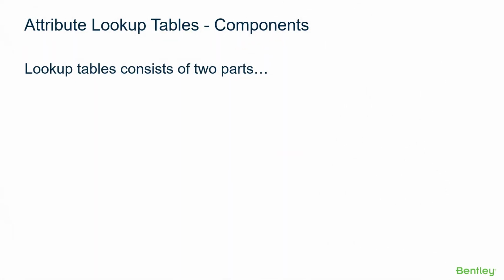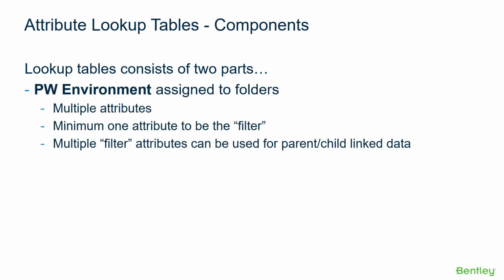Lookup tables consist of two parts. The environment will consist of multiple attributes, of which at least one will be used as a filter. This filter attribute allows the single lookup table to contain multiple groups of data. Attributes using this lookup environment will use this filter to isolate and present only the valid data to be selected. Using multiple filters will allow the ProjectWise administrator to create a parent-child relationship between two or more attributes being collected.